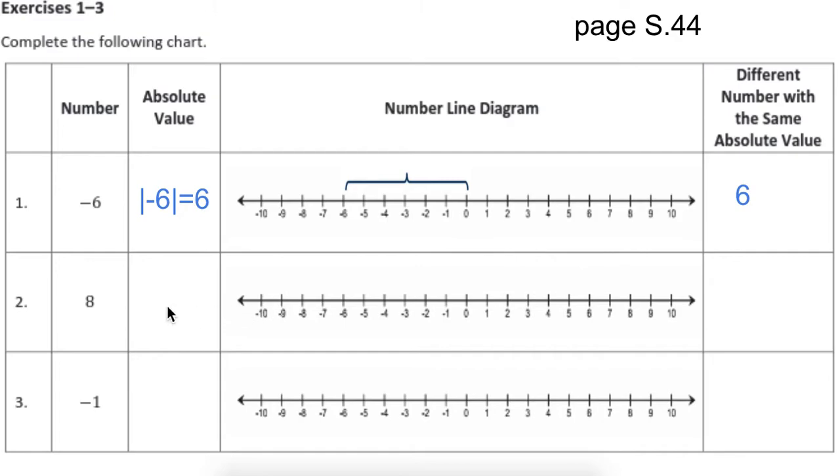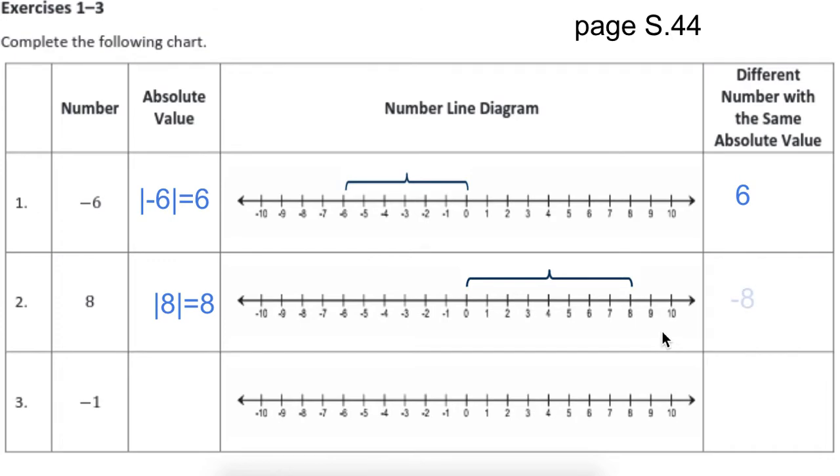Okay, so the absolute value of 8 is, please somebody say the right answer. Yes, the absolute value of 8 is 8. Thank you. And why is it 8? Yes, it's 8 because it's 8 units from zero. And what is a number that has the same absolute value on this one? No, we already started with 8. It's not 8. What has the same absolute value as 8?